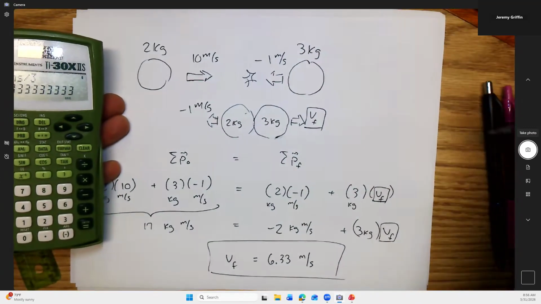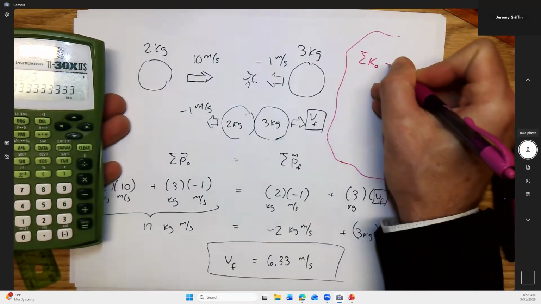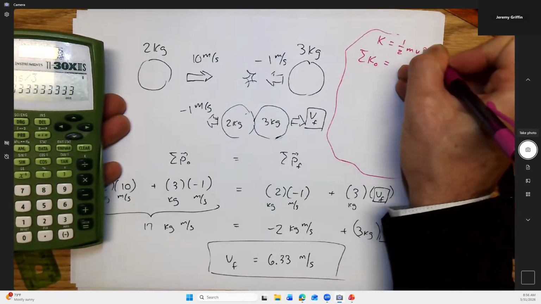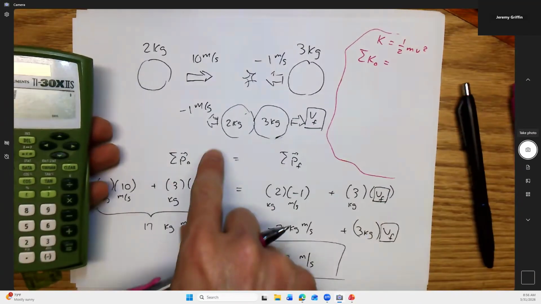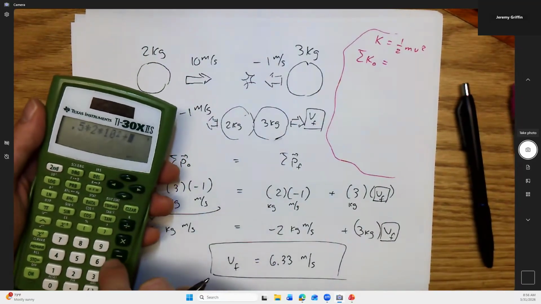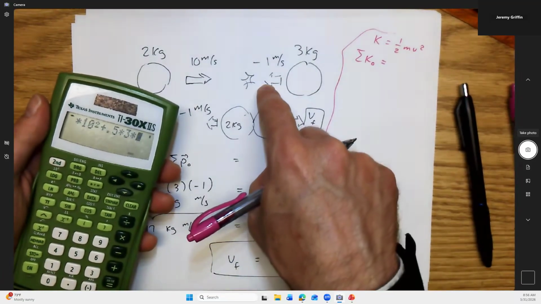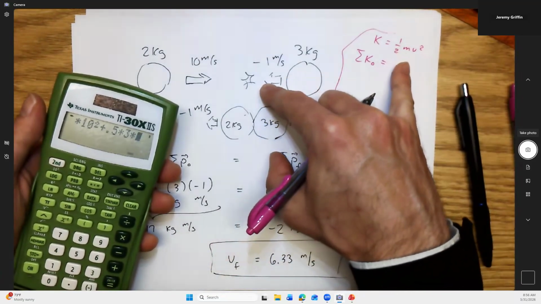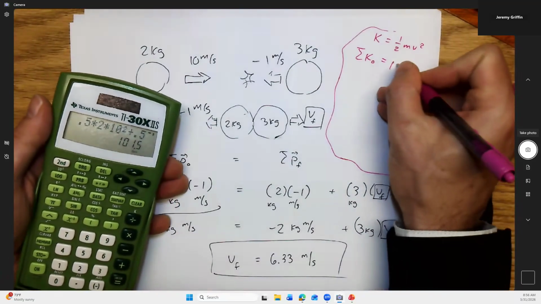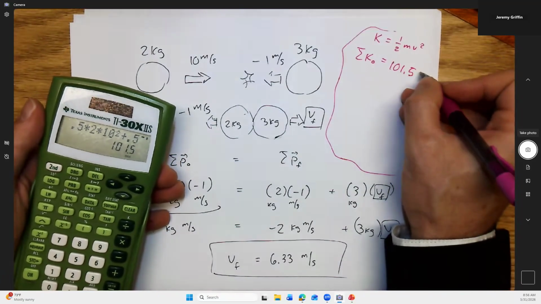Or maybe I'll switch the color here. So I'm going to say the sum of kinetic energy initial equals... Now, guys, what's the formula for kinetic energy? 1/2 mv squared. So I'll do 1/2, and then I got 2 kilograms going at 10 meters per second, squared. Plus 1/2, and then this mass is 3 kilograms, and -1 meter per second. If I square that, it's still positive, right? So I get 101.5. Now that's the number on my calculator. Does that number have units?